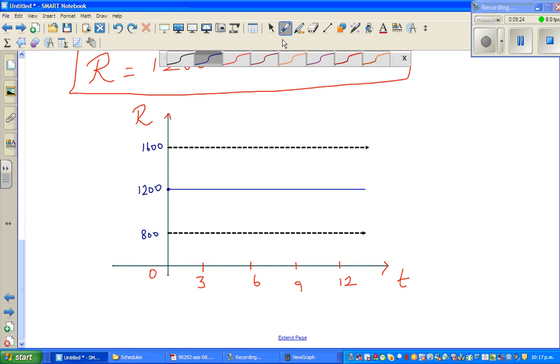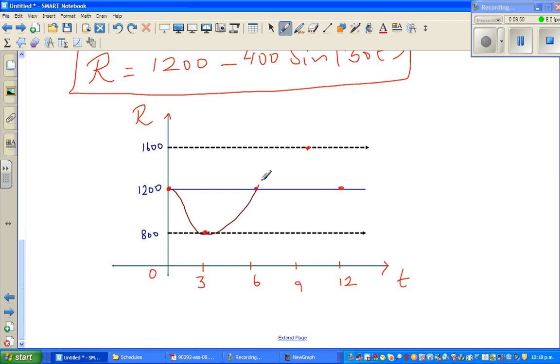So your sine curve starts at your baseline, and as it's a negative sine curve, it goes to the minimum, then it hits the baseline at 6 months, 9 months is the maximum, and then it comes back. So your graph would look like this. I hope you understand.